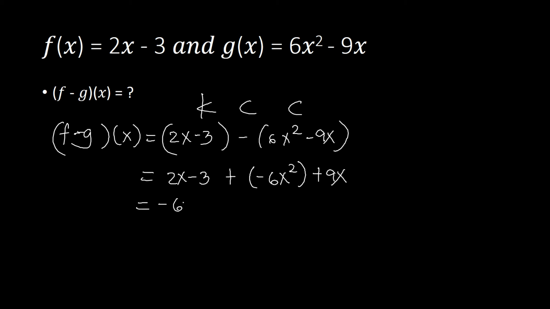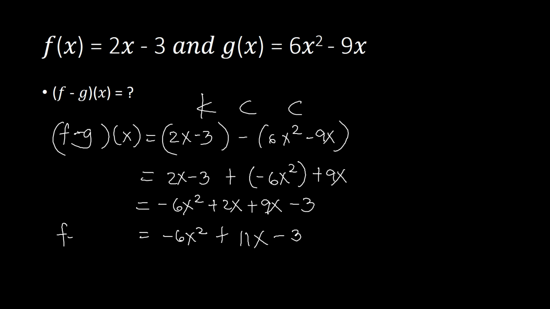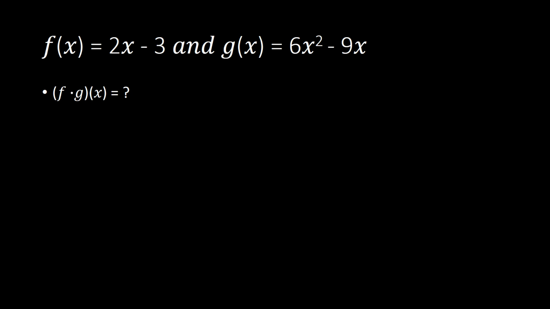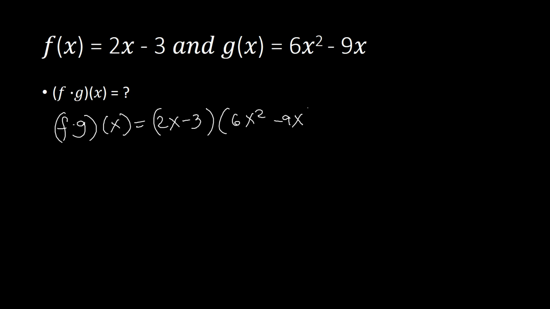So we have negative 6x squared, followed by the 2x here, followed by the plus 9x here, and the minus 3. Combining like terms, this is negative 6x squared plus 2 plus 9, that's equal to 11. Copying x minus 3. So this is now f minus g of x. We go to multiplication. So we are multiplying our f and g of x. So this is now equal to f of x, which is 2x minus 3, multiplying that one to 6x squared minus 9x.